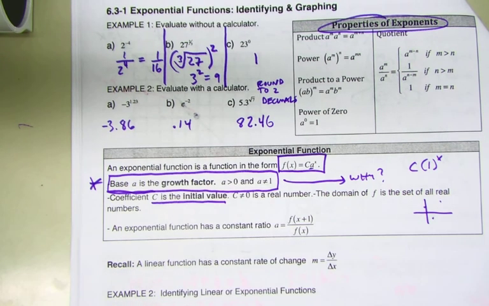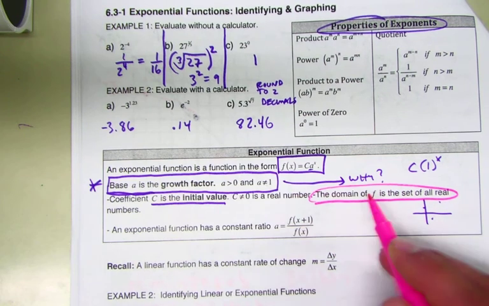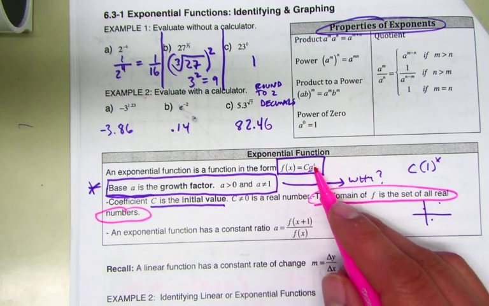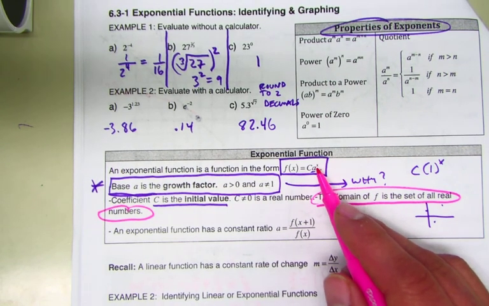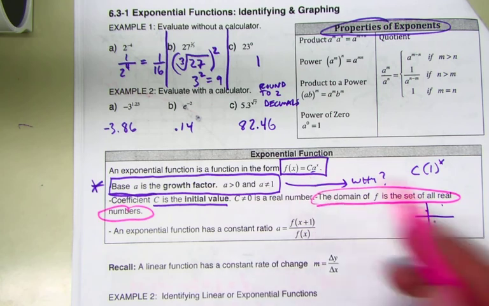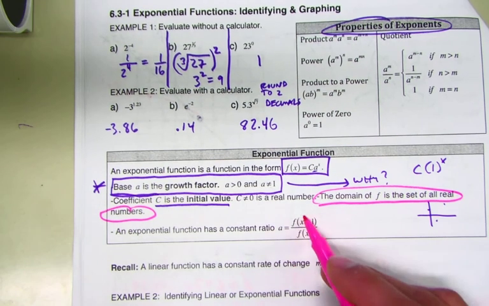Okay? Very easy to remember this. The domain for exponential functions is always all real numbers. Okay? Reason is exponents can be anything. You could have negative exponents, you could have 0 exponents, you could have positive. It doesn't matter what it is. Exponents can be anything. So that's why the domain is all real numbers. Okay? We'll talk about this in a second.